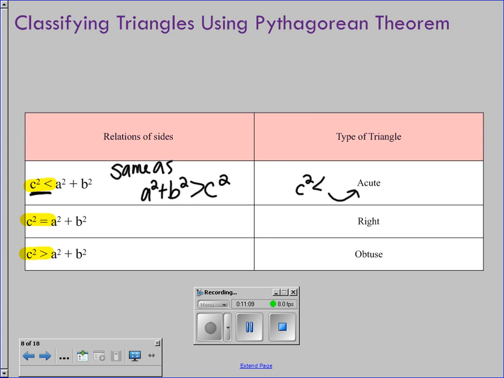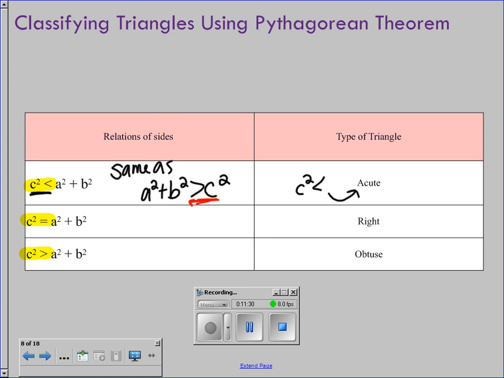Okay, now if you read what this says, if you look at just the c squared and read it backwards, you still have c squared as less than. But you have to be careful. So if c squared is first, you can have less than. But if a squared plus b squared comes first, a squared plus b squared is greater than c squared in order for it to be acute.